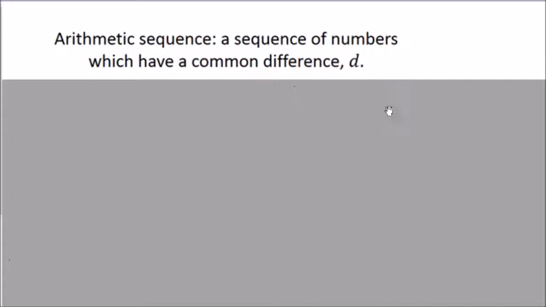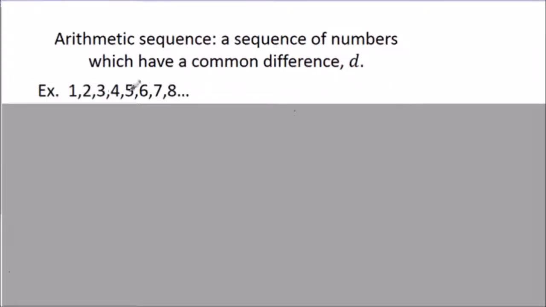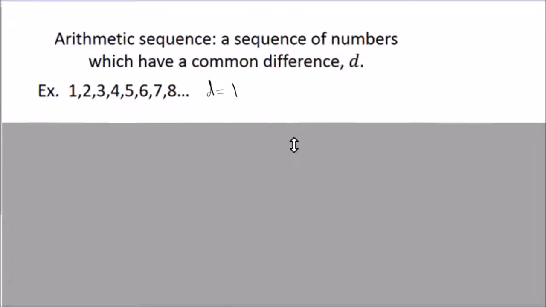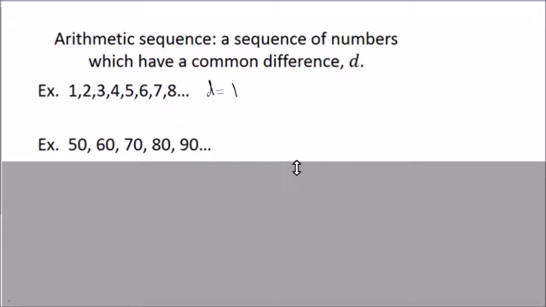When we say that it has a common difference, what we mean is that the pattern is going to be addition or subtraction. It's going up by the same amount every time. So for example, we may have something like 1, 2, 3, 4, 5, 6, 7, 8. What is the common difference? It's going up by 1, so the common difference is 1. It's as easy as that. Let's look at another one. 50, 60, 70, 80, 90. What's the common difference on that one? It's going up by 10 each time, so the common difference is 10.